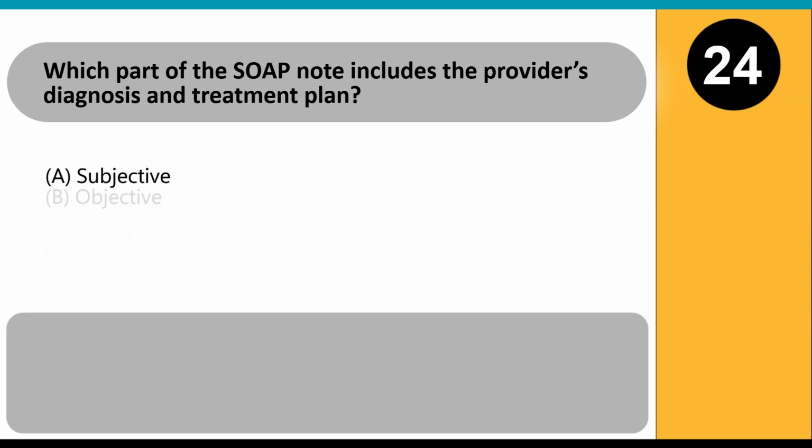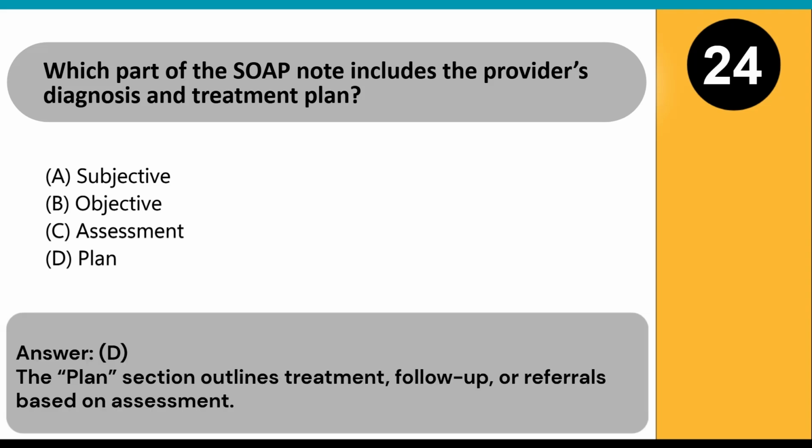Which part of the SOAP note includes the provider's diagnosis and treatment plan? A. Subjective. B. Objective. C. Assessment. D. Plan. Answer: D. The plan section outlines treatment, follow-up, or referrals based on assessment.